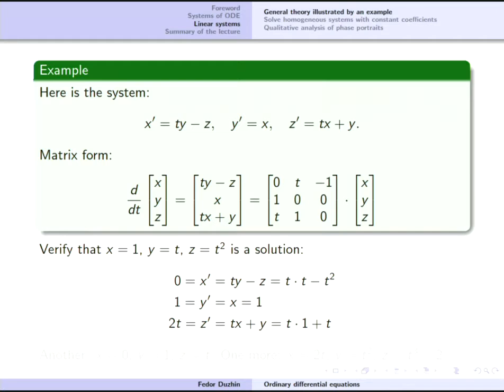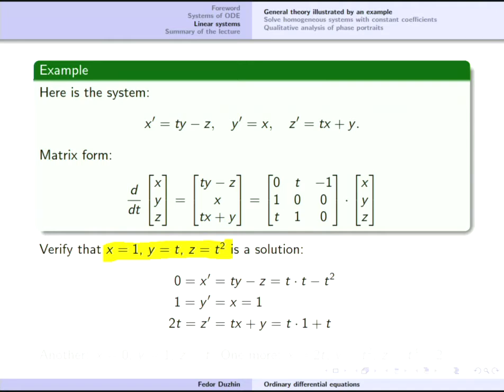So at least we can check the logic. For example, we can verify that these functions 1, t, and t square as x, y, and z respectively give us a solution. We just substitute them into the system of equations, and then we see that we get all true equalities. Then we have another solution and one more. Each solution contains x, y, and z, meaning that it is a vector, right? So we have 3 vector solutions.